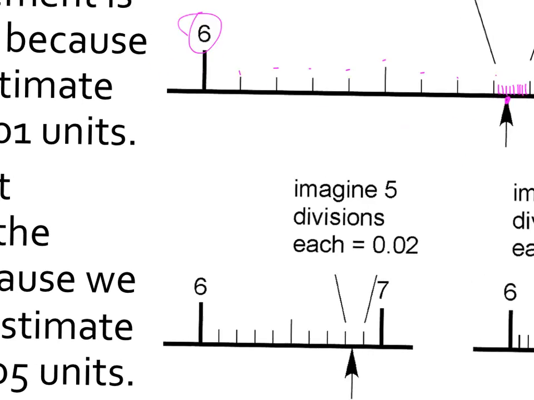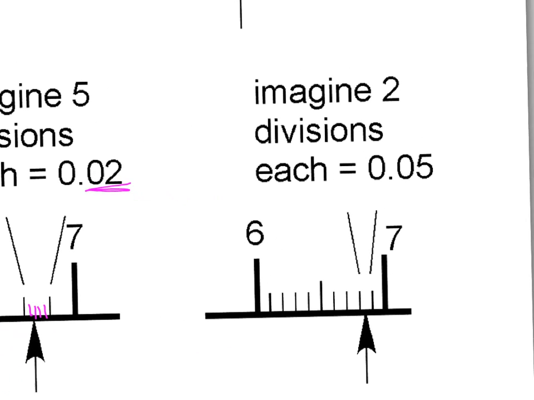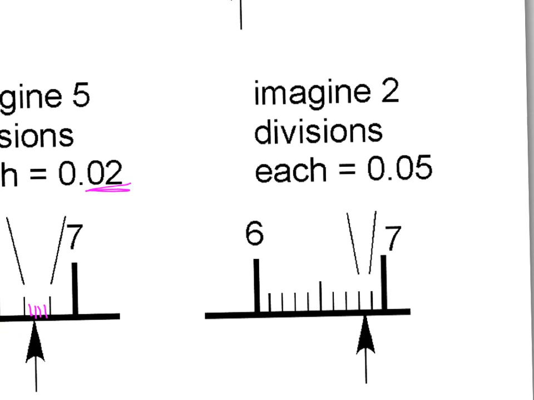Screen's moving again. Here, it's a little harder to tell the difference. We could probably only get about 4 or 5 markings in between there, so we're kind of jumping by 2s. So instead of 6.83, here we're saying 6.84.